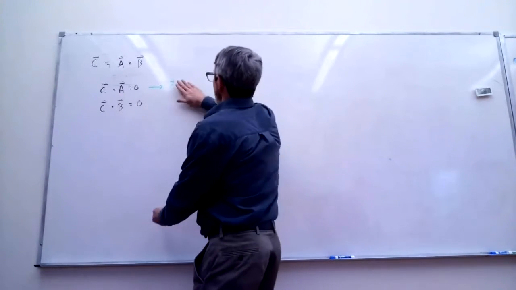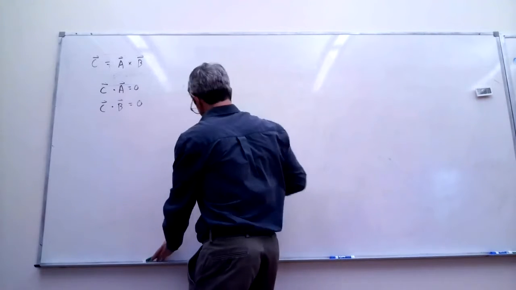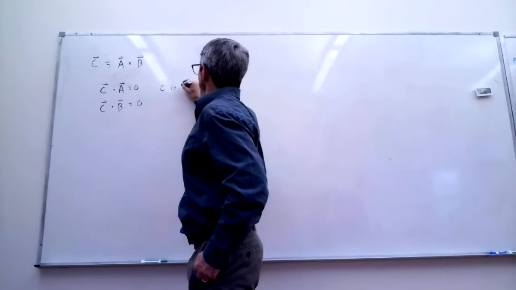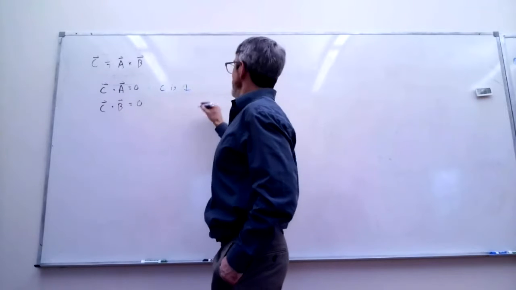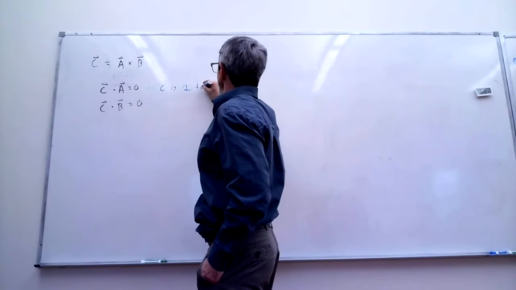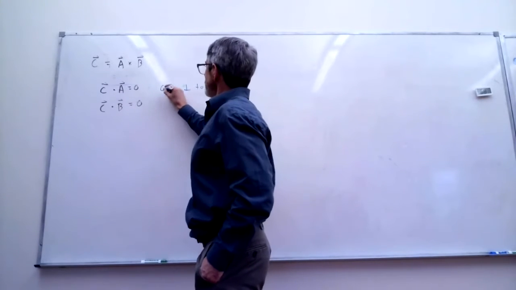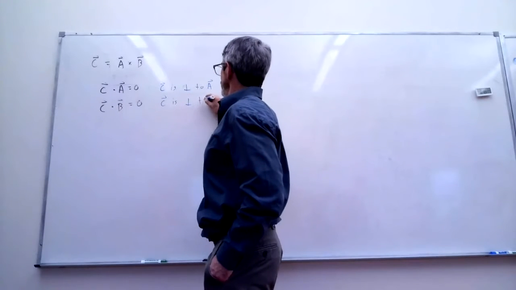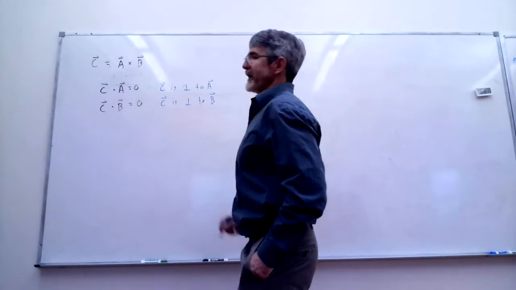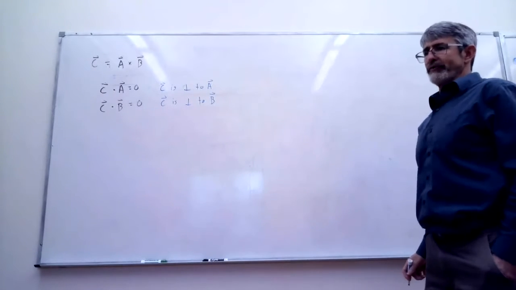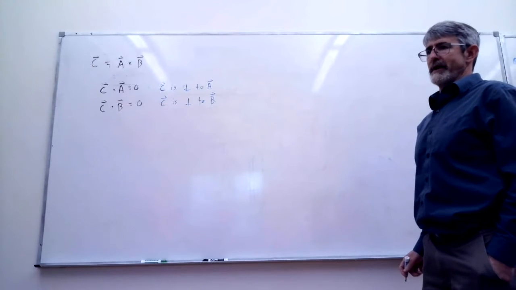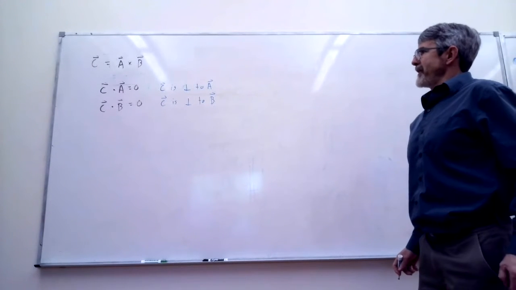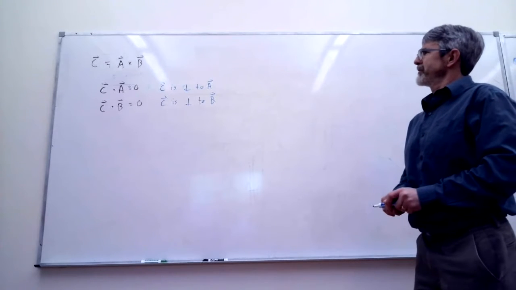Let me switch colors here. Let's stick with black and blue. This means that C is perpendicular to A. This also means that C is perpendicular to B. So both of those things are true. Now, C is perpendicular to A and to B. What is the meaning of that?